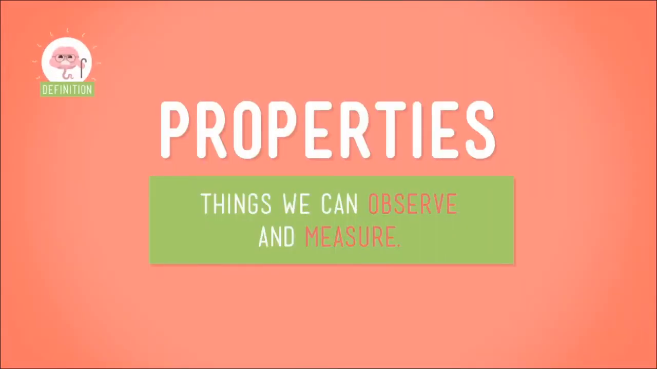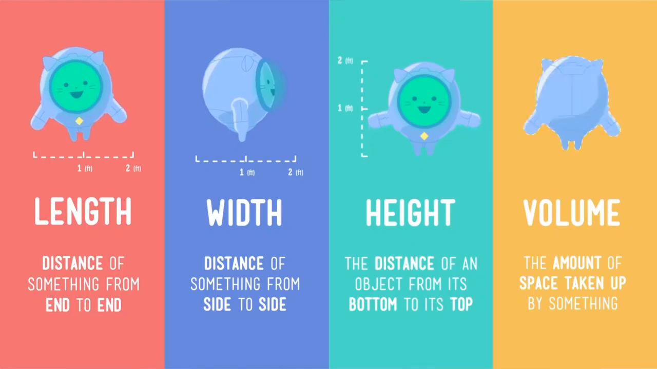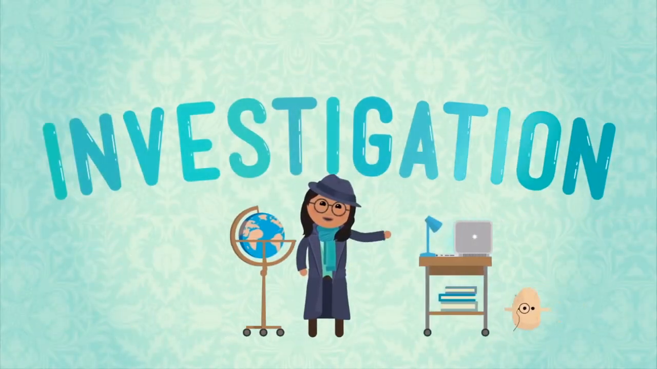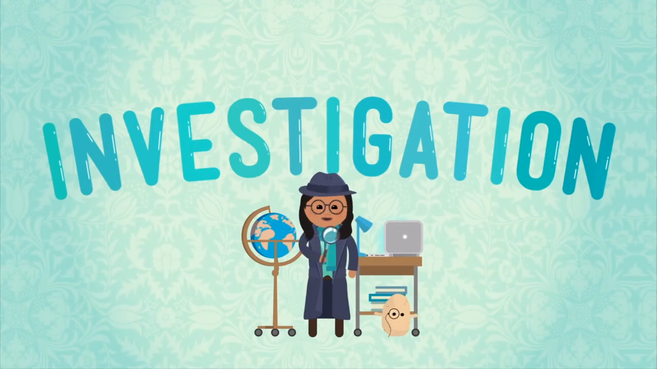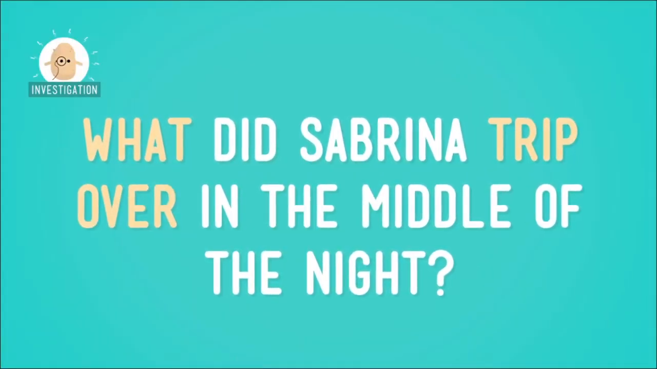No matter what that thing is, I can tell you that it's made up of matter, and all matter has properties, specific characteristics that separate it from other kinds of matter. If you remember from the last episode, properties are things we can observe and measure, things like an object's length, width, height, and volume. But how can we use these kinds of properties to identify an object? I am so glad you asked, because we're going to do a little investigation together. So today we're going to solve the mystery of what did Sabrina trip over in the middle of the night?